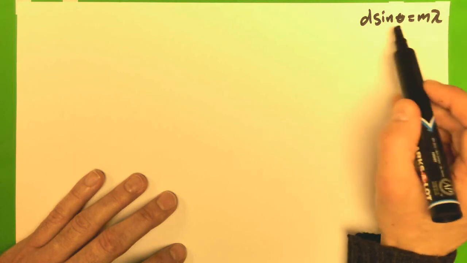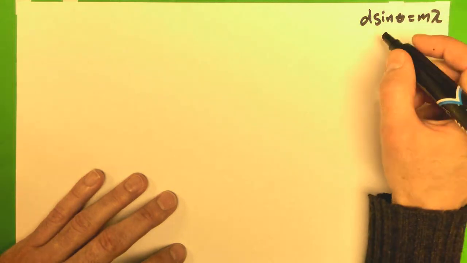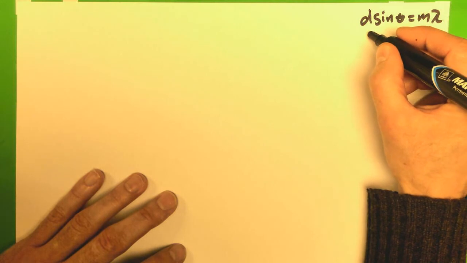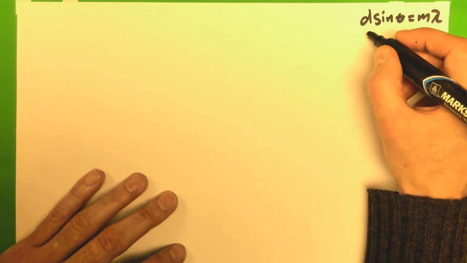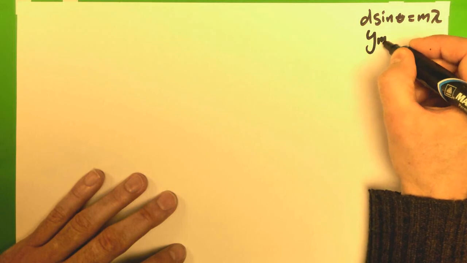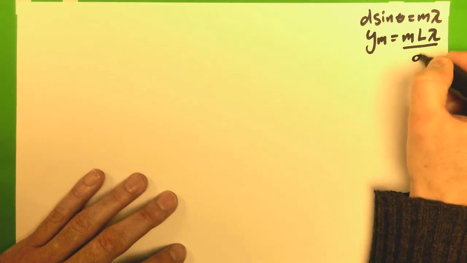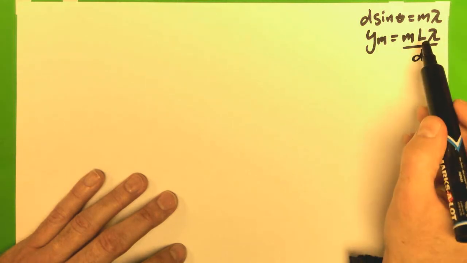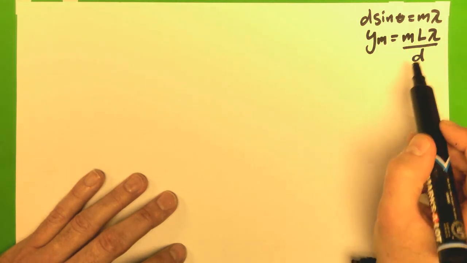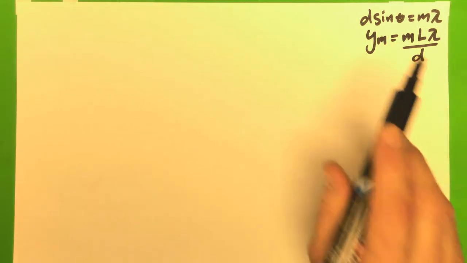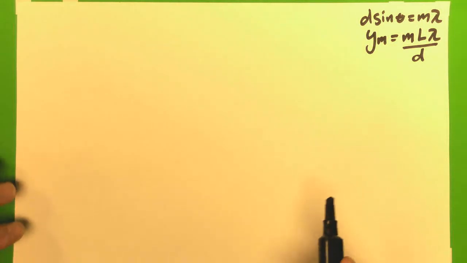Okay, so that's what we used, and we were able to use a small angle approximation to find a position up the screen from the central maxima, calling it y sub m, equal to m L lambda over d, where L was the distance between the slits and the screen. So those are two relationships that we derived before. Holding those in our memory, let's now talk about single slit.